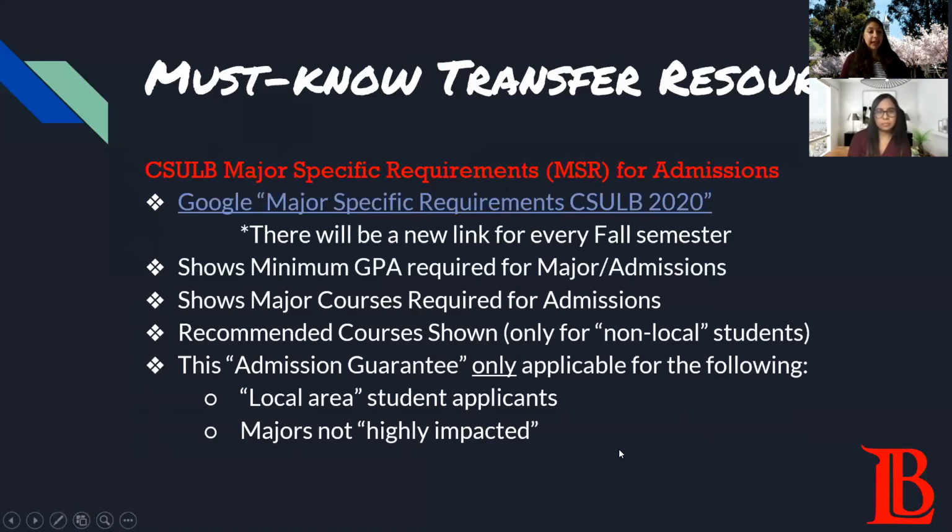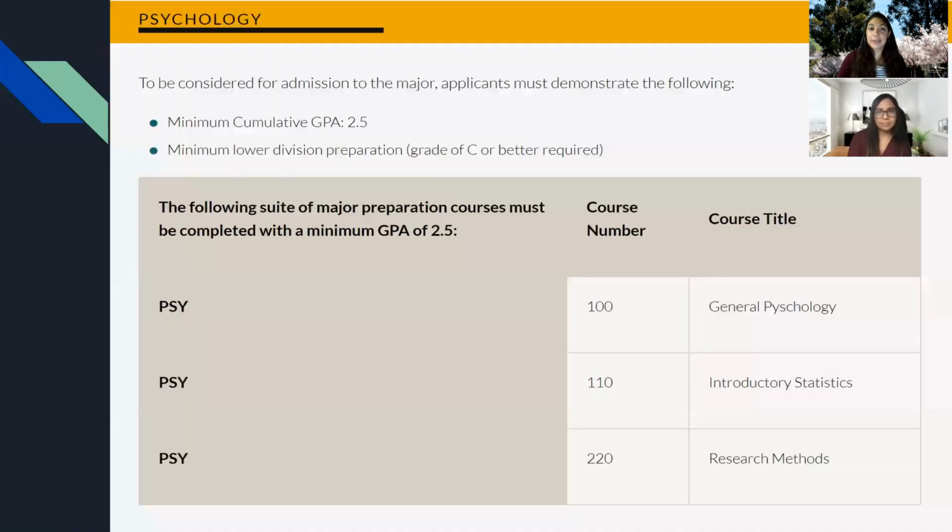So once again, for the admission guarantee for CSULB, those of you who are looking into CSULB and have graduated from your high school, you get that local area preference. It is not for the majors that are highly impacted, and in order to meet the minimum requirements, you have to meet the minimum GPA required. You have to take those major courses, okay? Those are the two things you have to do if you graduated from a high school around Long Beach that they give local area preference to. So make sure that you Google that and find out what major courses you have to take. So here is an example of that.